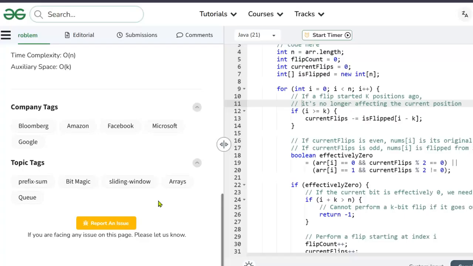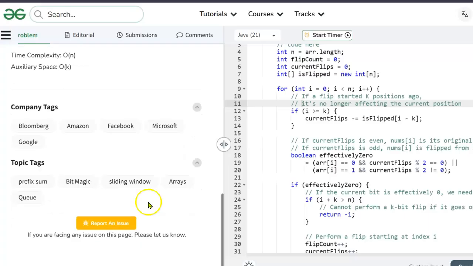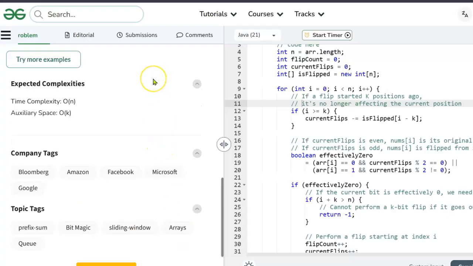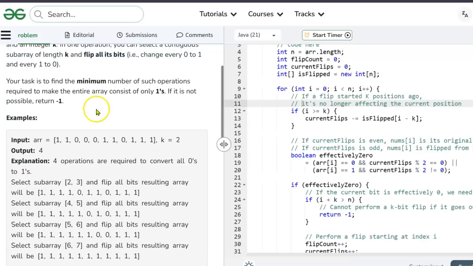I saw the prefix sum. I was trying to think about how to do it with a prefix sum. I couldn't think of anything. Sliding window we're going to use. We're not going to do anything magic. We're not going to use a Q. And it doesn't say greedy. I would call the approach that we're going to use here a greedy algorithm, but okay. Let's get the examples.